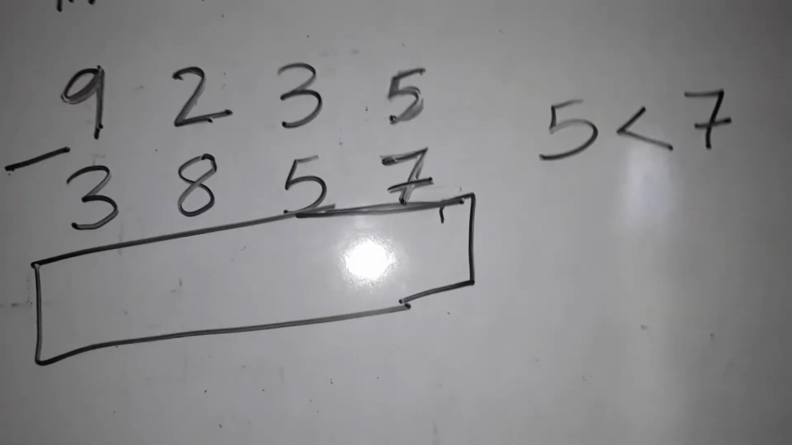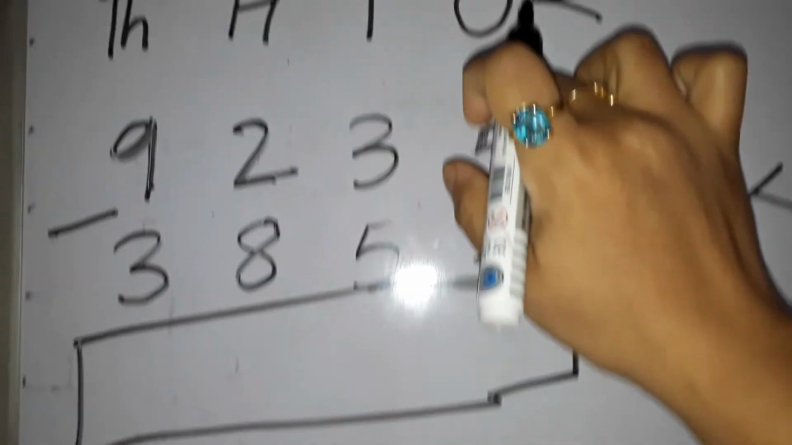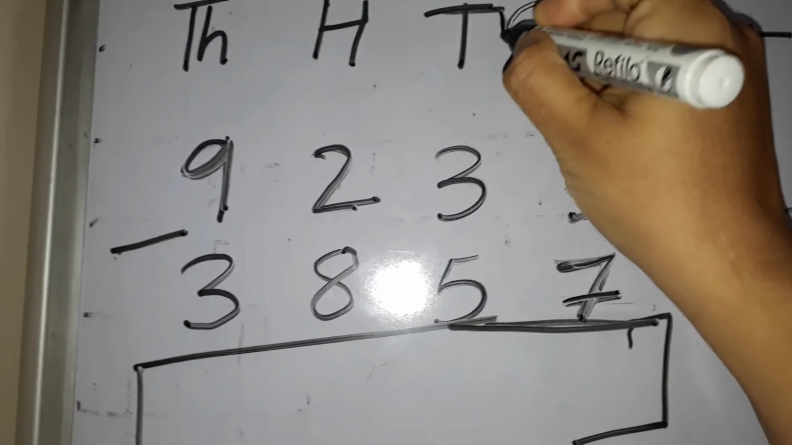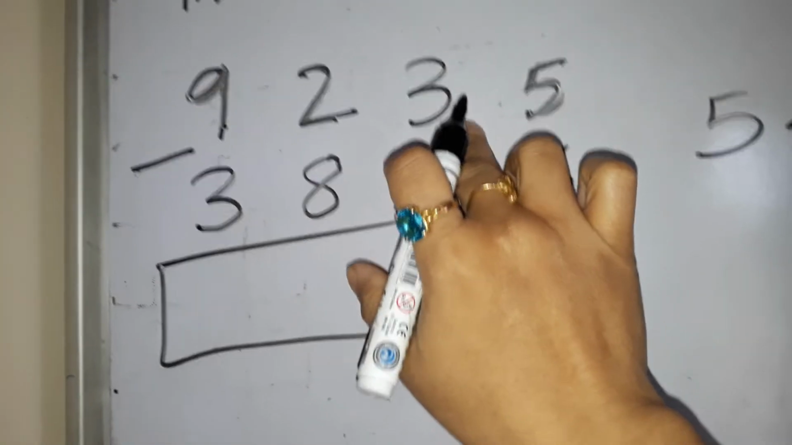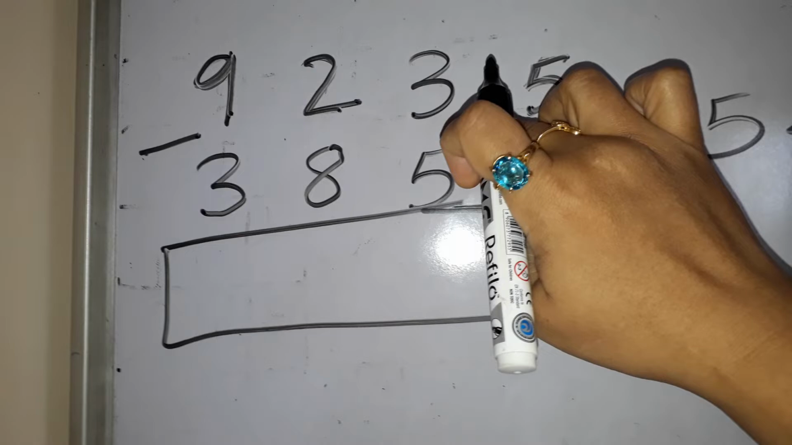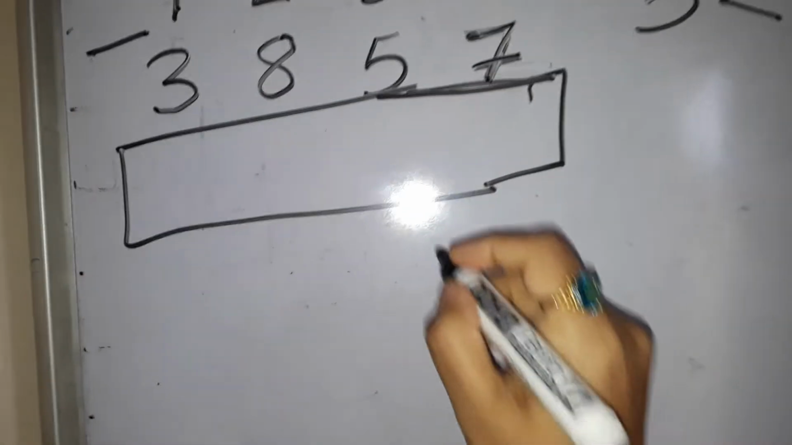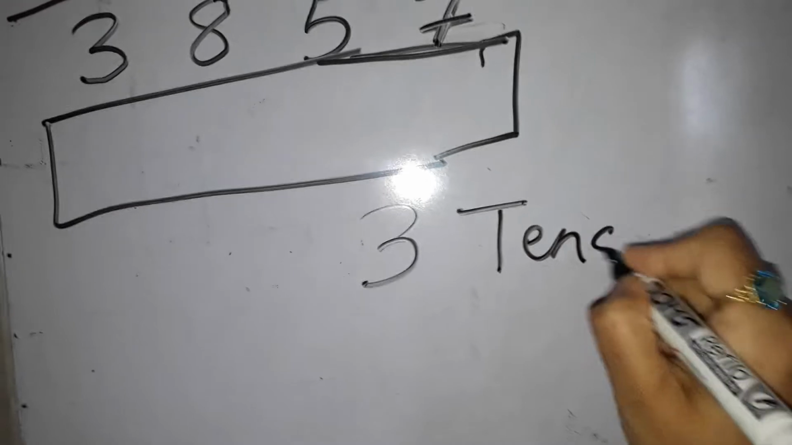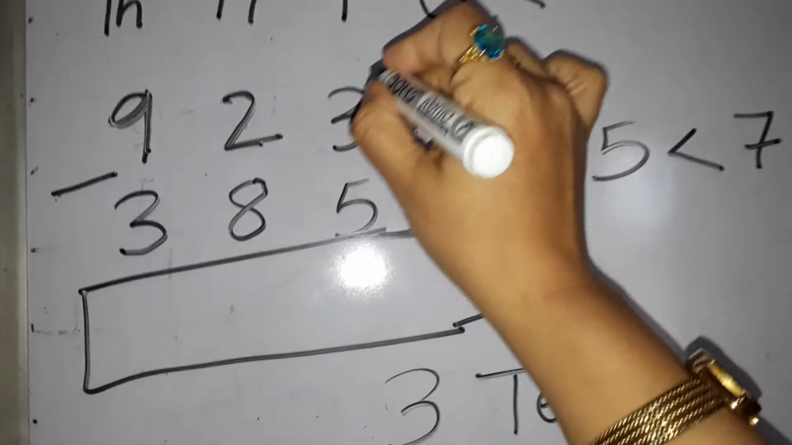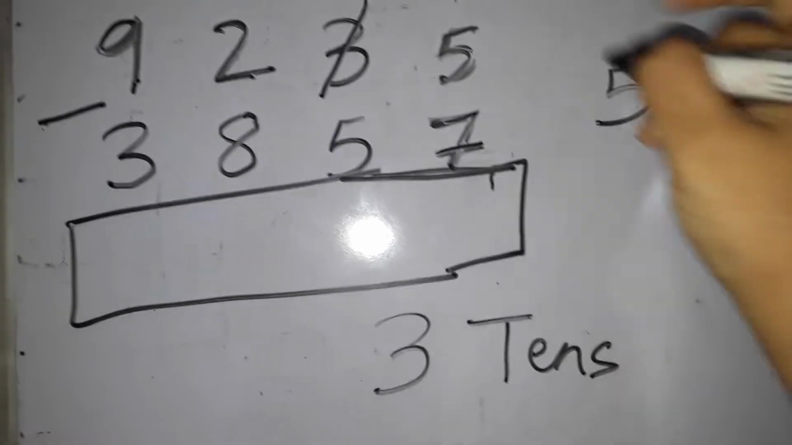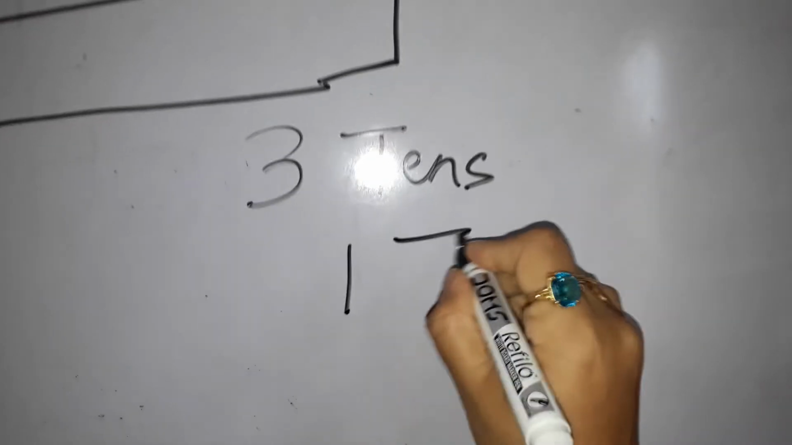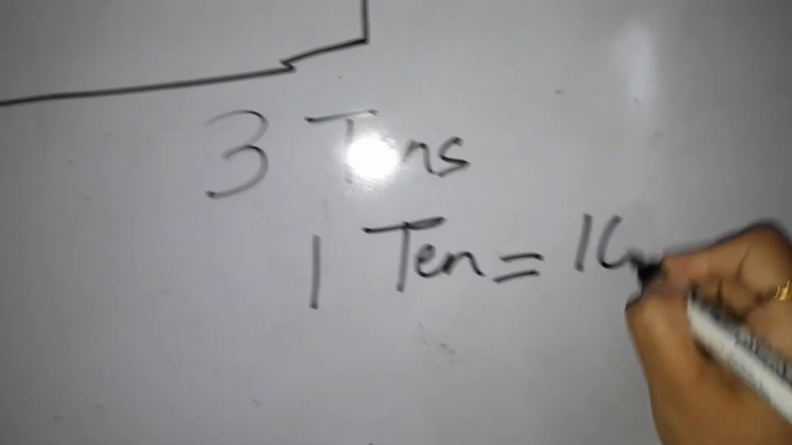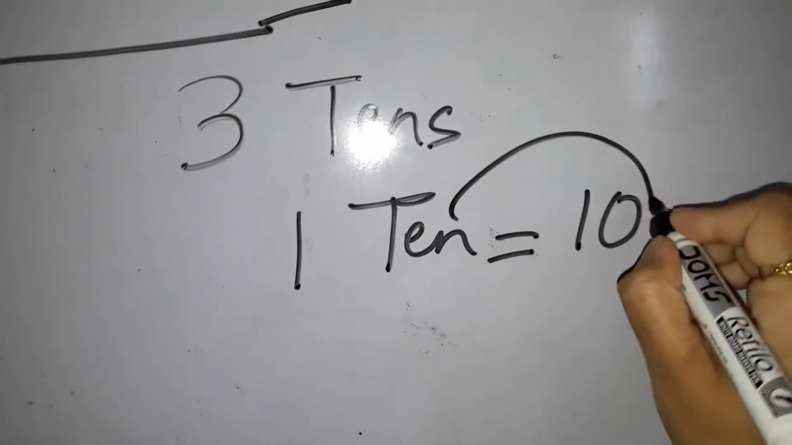So in order to subtract 7 from 5, it's not possible. What we have to do? We have to borrow. From the ones period, I will move to the left, that is the tens period, and I will borrow 1 ten from the digit in the tens place. Now in the tens place, there is already digit 3. 3 means 3 tens. From these 3 tens, I am going to take away 1 ten. So we will be left with 2 tens. That 1 ten will get converted into 10 ones. So this is called regrouping.